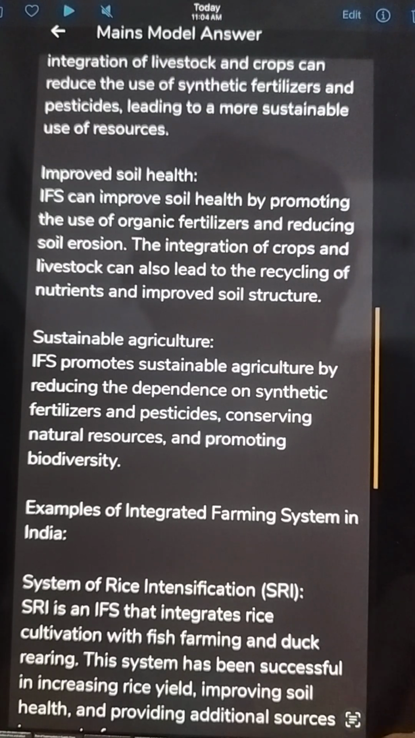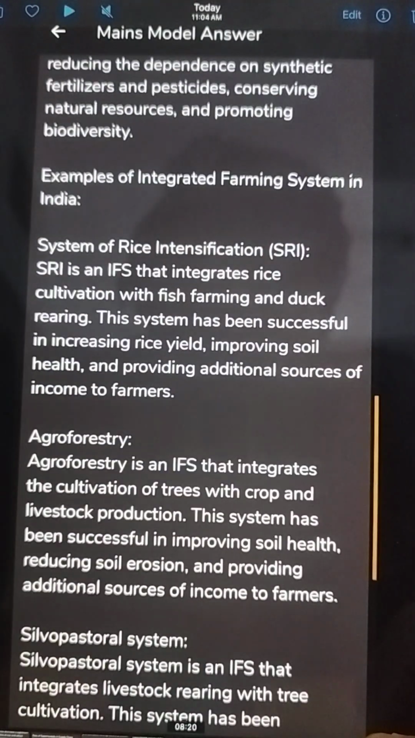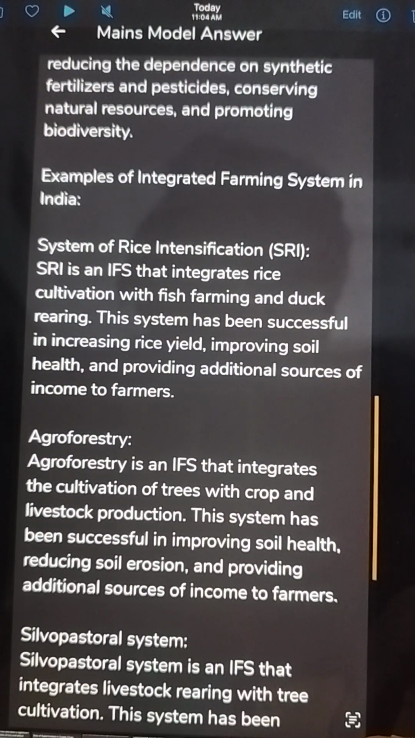Then examples of integrated farming system in India. First is the system of rice intensification, SRI. SRI is an IFS that integrates rice cultivation with fish farming and duck rearing. The system has been successful in increasing the rice yield, improving the soil health, and providing additional sources of incomes to the farmers.